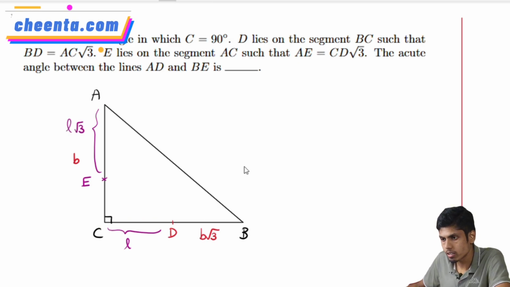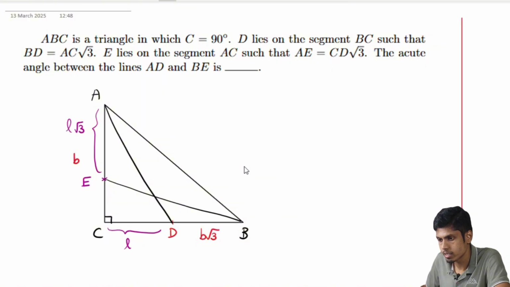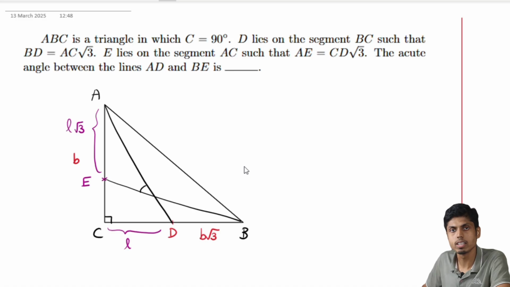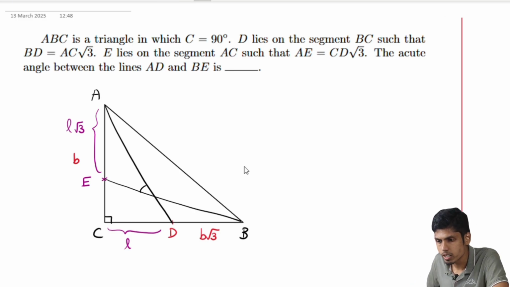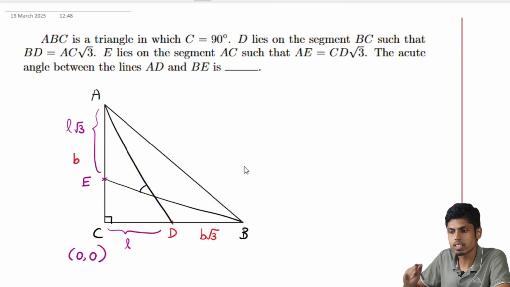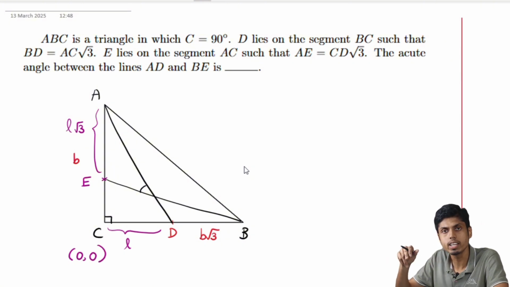Alright, the question is to find the angle between AD and BE. The acute angle, so that means this one. Acute is an angle less than 90 degrees. Now, we are going to assume the point C as origin and assign coordinates to the points A, E, D and B, using which we will find the slope of lines AD and BE and find the angle between them. Now try to attempt this question once by yourself and add your ideas in the comments before looking into our solution. Now we will get started with our solution.